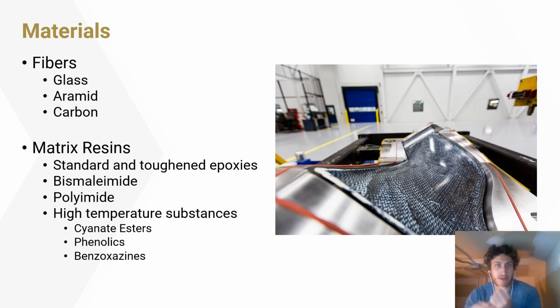In terms of resins, you're going to use pretty much anything that can withstand the temperatures and pressures seen in the engines. Standard and toughened epoxies comprise a little over 93% of all matrix used in the industry, but bismaleimide and polyimide can be used, as well as high temperature experimental substances like cyanate esters and phenolics, which use cross coupling and bonding to withstand the high temperatures seen in the internals of engines.